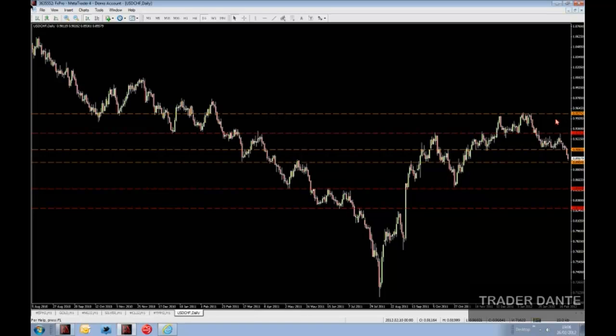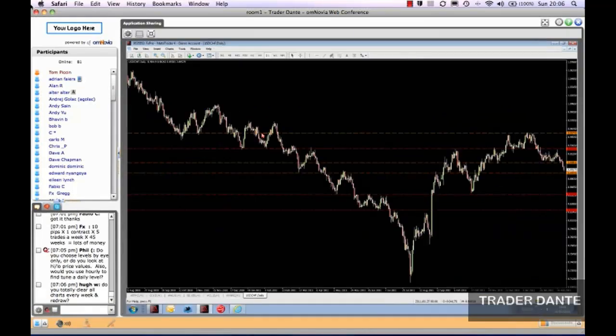Now, there's some good questions here, actually. Do I choose levels by eye only, or do I look at high-low price values? No, I tend to do them just by eye. And on the hourlies, I'm not really going to refine the daily levels, but I'm going to put in new hourly levels.